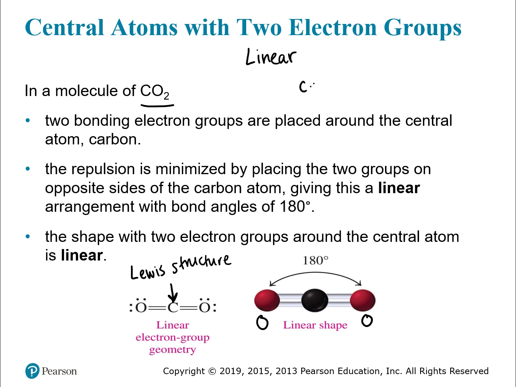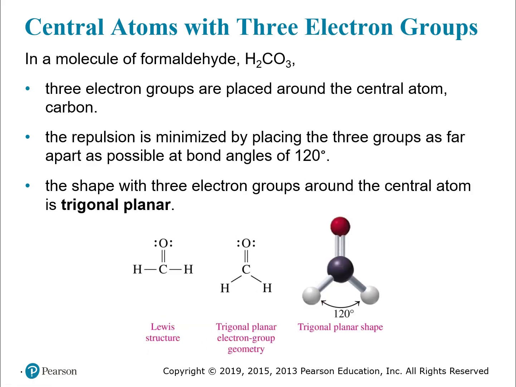So we've got a central atom plus 2 electron groups. Again, you don't have to bother to write this down yet. There's a chart. Now let's talk about a central atom with 3 electron groups. That example we're going to use formaldehyde.